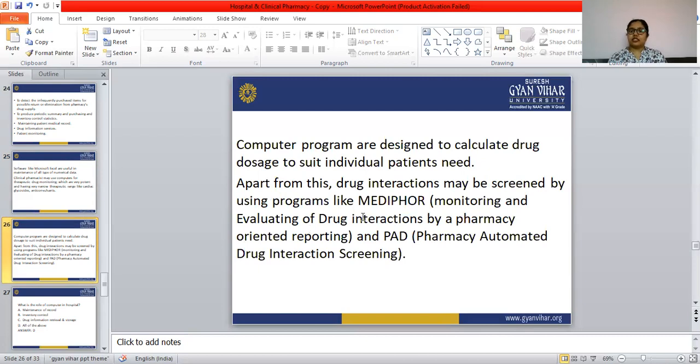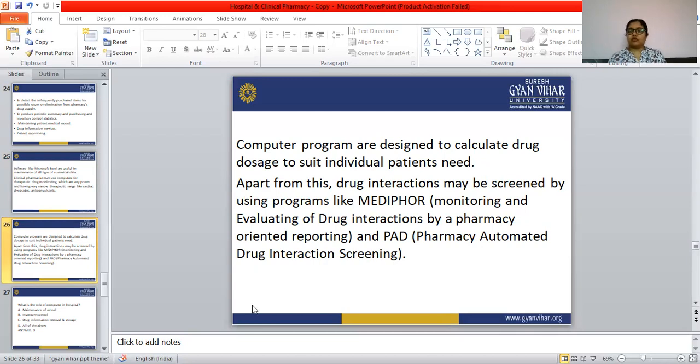Apart from this, drug interactions may be screened by using programs like Medi4. With the help of Medi4, we can screen all the drug interactions. Medi4's full form is Monitoring and Evaluating the Drug Interaction by a Pharmacy Oriented Reporting, and PAD is the Pharmacy Automated Drug Interaction Screen. So Medi4 and PAD are for screening the drug interactions. All the drug interactions are available in Medi4 and PAD.